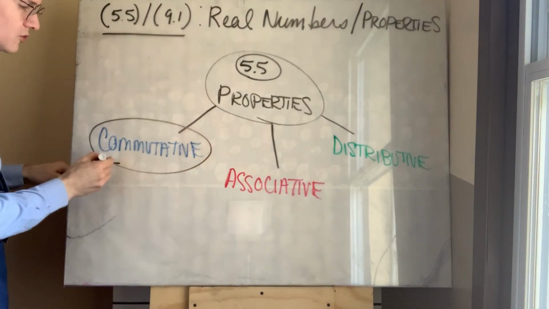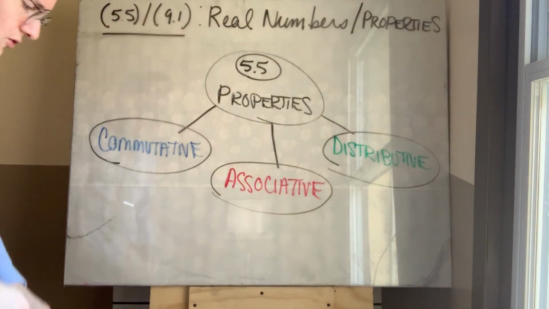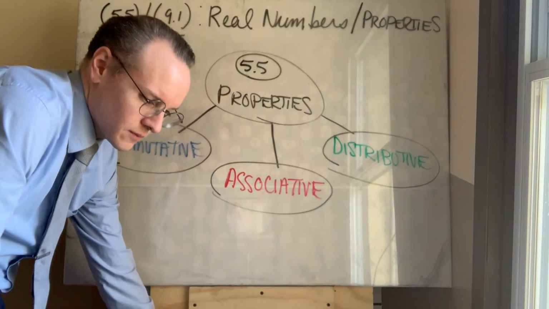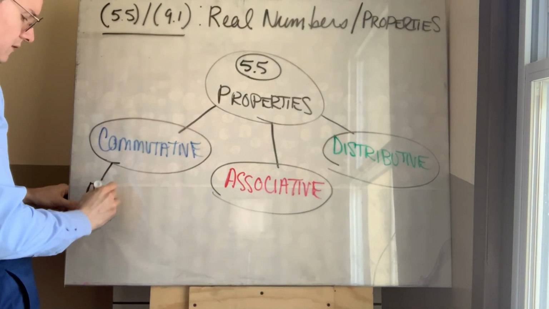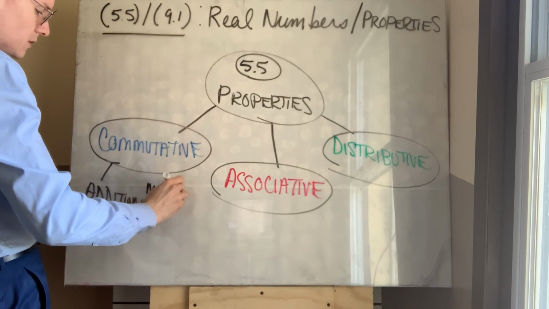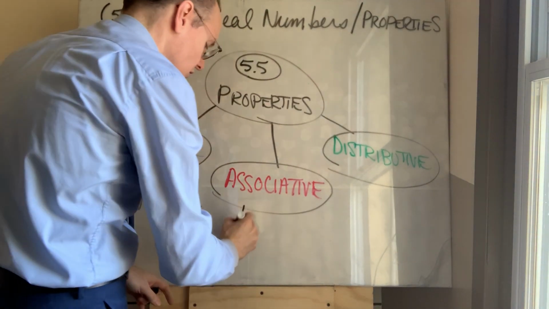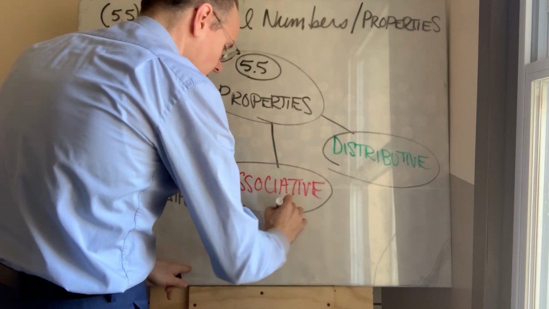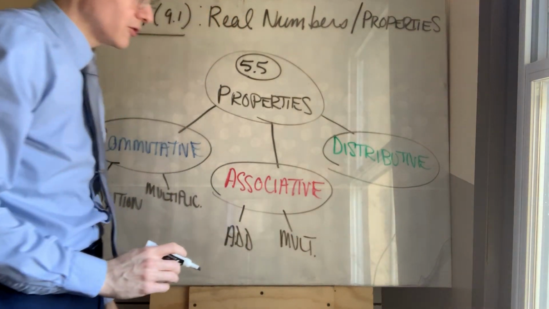Now, these 2, the commutative property and the associative property, they have 2 categories, subcategories, if you will, each. The commutative property has a commutative property of addition and a commutative property of multiplication. Okay. Similarly, associative property has an associative property of addition and an associative property of multiplication. And I'll give you examples of each.